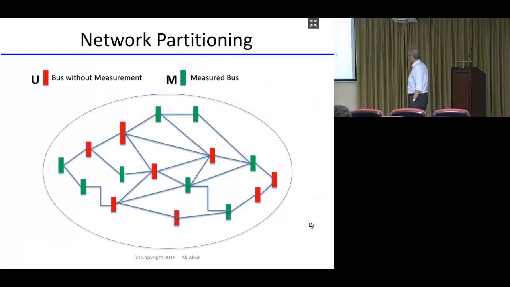So, coming back to the problem, you can now think about the system as a large system with a set of buses, and not all buses are equipped with PMUs. We are assuming that we have measured buses, the buses where we have PMUs. These green ones have PMUs, and the red ones are not measured.